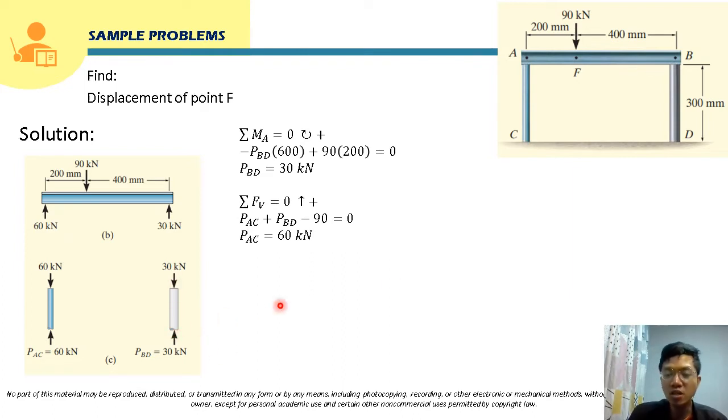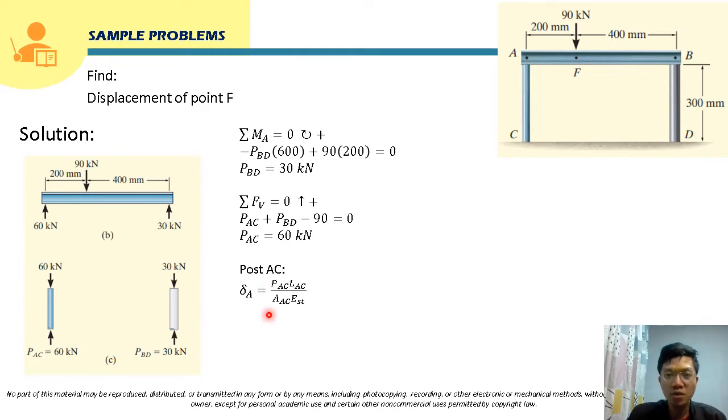Okay, so from here we are going to solve the elongation or deformation for member AC and member BD. This is not actually elongation since they will be compressed, so this will be contraction or compression. For post AC, we are going to apply our formula for deformation.